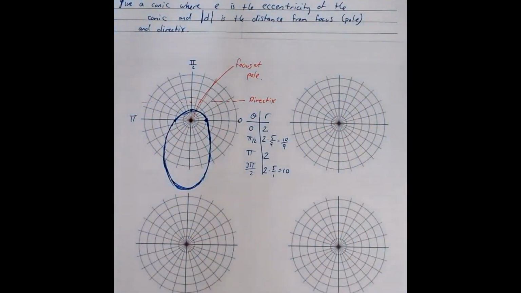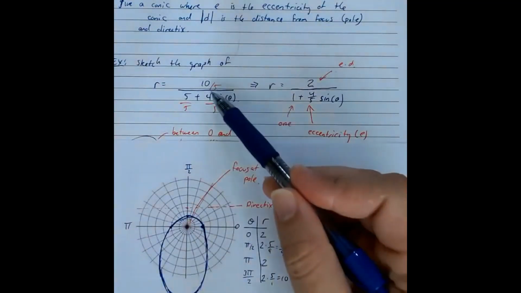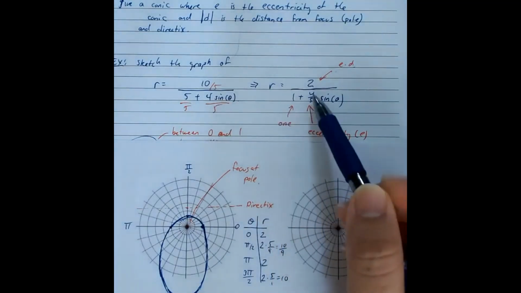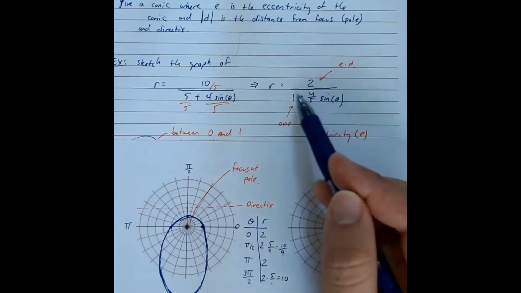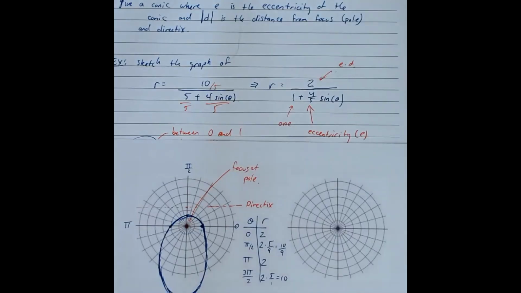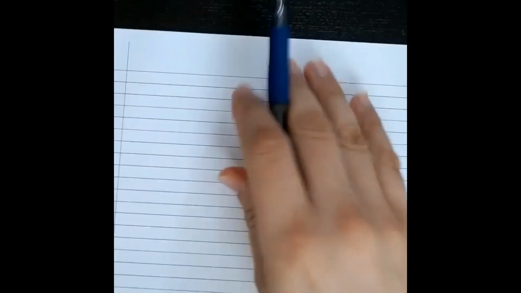And there we go. This is a graph of our ellipse given by the equation r equals 10 over 5 plus 4 sine of theta, or a little more simply, 2 over 1 plus 4/5 sine of theta. And there's our graph. So here, give this a try. See if you can graph the following.